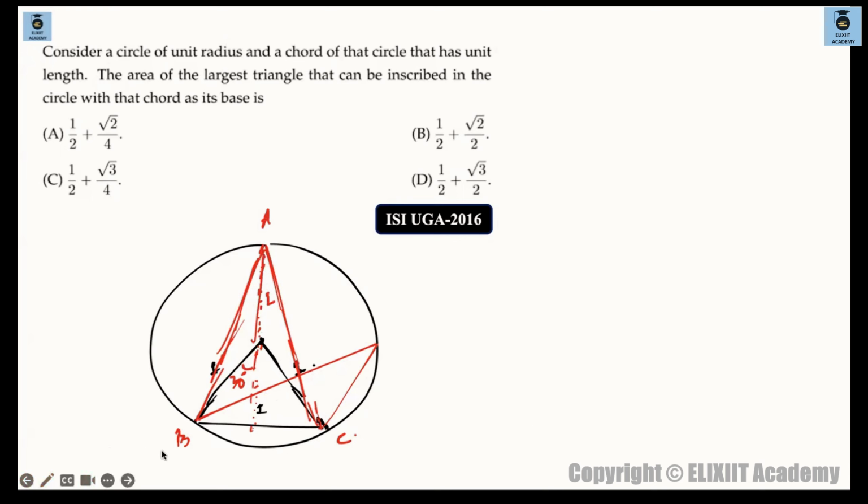So one thing we can figure out from here is this length. If we know this triangle, this is 90 degrees, and this is 30 degrees, so this length is basically cos 30. So 1 cos 30 is √3/2, and this length is 1 sin 30, which is basically half. So we can figure out these lengths. This is half, this is half, and the total is 1 unit, so this will also be half.